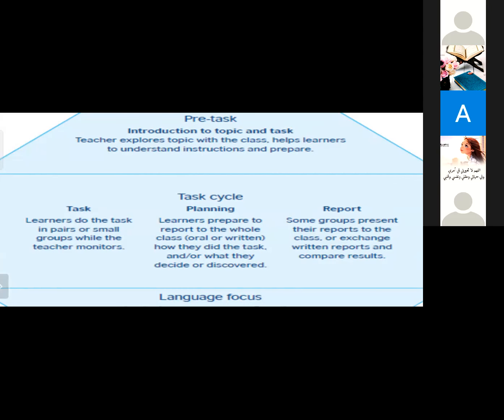Here, learners prepare to report to the whole class, oral or written. And this is very important, to be very specific from the first hint or the first slide. Oral or written, how they did the task and what they decided or discovered. And the last step, which is report, some groups present their reports to the class or exchange, and this is very important, which we call peer learning, to learn from each other and to try to correct their mistakes, peer correction, okay? Written reports and compare results together.